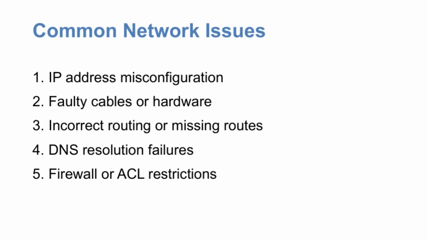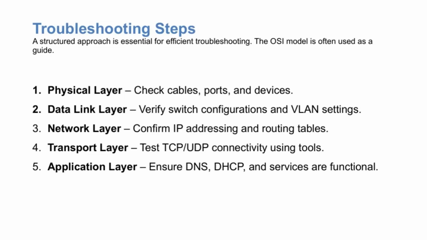When troubleshooting network issues, having a structured approach is absolutely essential to save time and be effective. One of the most helpful frameworks we can use is the OSI model, which guides us through different layers of the network. Starting at the physical layer, I always check the cables, ports, and devices. Sometimes, the issue is as simple as a loose cable or a faulty port. Moving up to the data link layer, I verify switch configurations and VLAN settings to ensure that the network segments are properly isolated and communicating as they should.